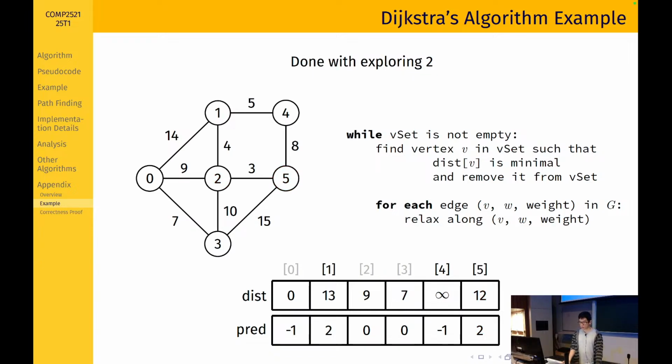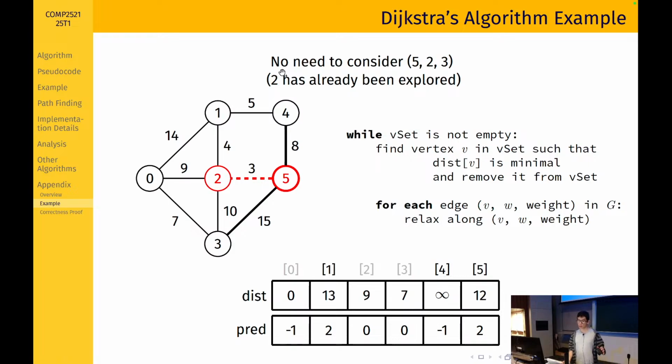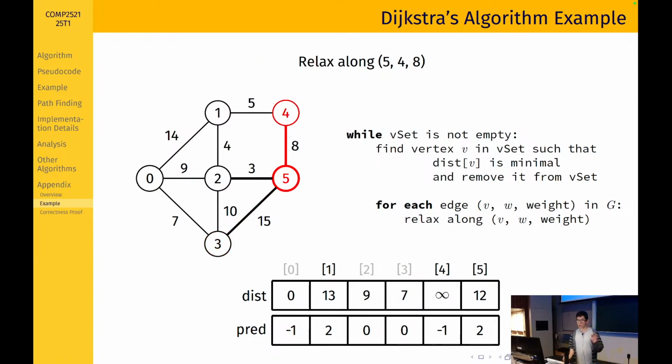Okay, so can someone tell me which vertex we should visit next? Yeah, so it's 5, right? So out of these 3 vertices, 5 is the one with the smallest distance. Okay, so we remove 5 from the V-set. Now we have 3 edges. We only need to consider one of them though. So we can ignore this edge because 2 has been explored, and we can ignore this edge because 3 has been explored. So we relax along 5, 4.